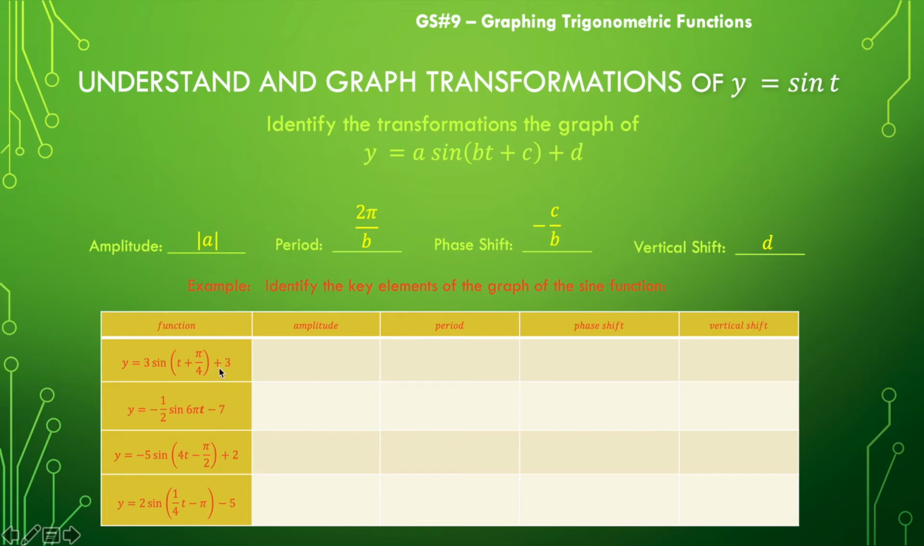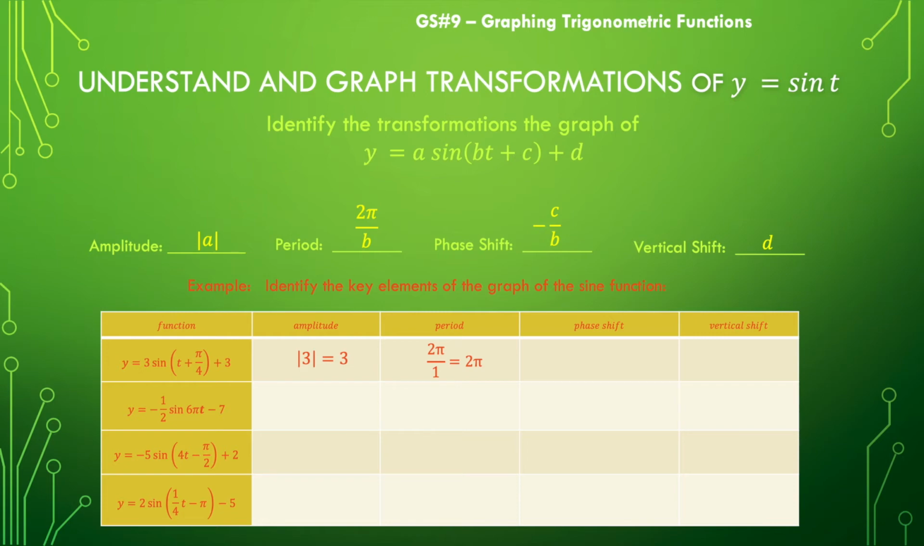And that whole thing will be added to 3. So our amplitude will be the absolute value of this coefficient here. So our amplitude is going to be the absolute value of 3, which of course is 3. And then the period will be 2 pi divided by b, and b is the coefficient to t. And in this case, t has a coefficient of 1, so our period will be 2 pi over 1, which we know to be 2 pi.